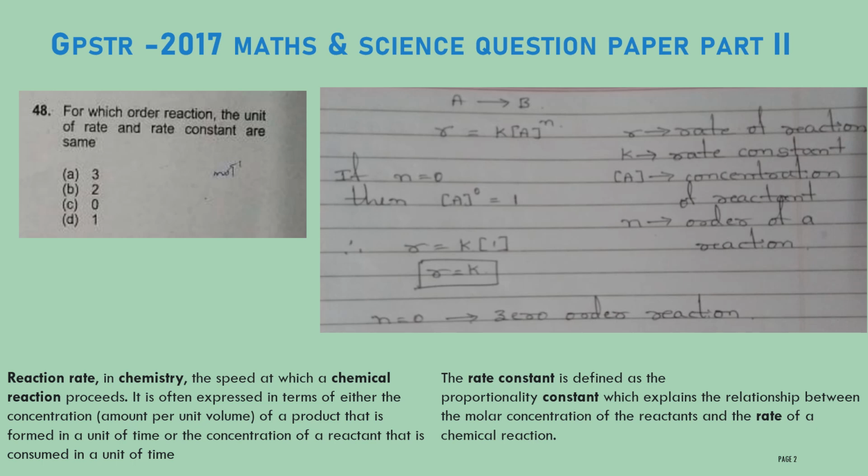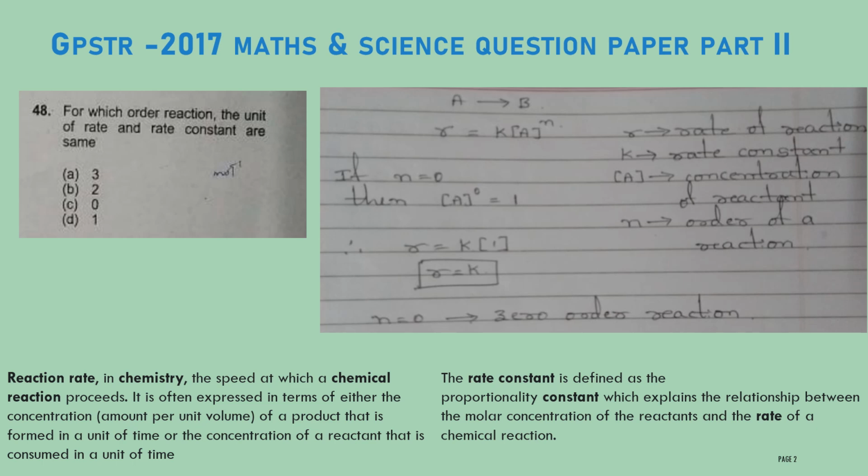Consider a simple reaction, A gives B. Here A is the reactant, B is the product. Here I am considering only a simple reaction to understand the concept. Then r is equal to k into A to the power of n. Here r is the rate of a reaction, k is the rate constant, A is the concentration of the reactant, and n is the order of a reaction. These terms you have to remember.